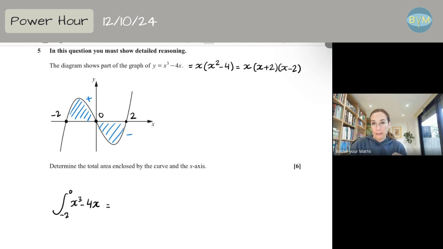Remember, to integrate, I just increase the exponent by 1, and I divide by the new exponent. So x to the power of 4 divided by 4 minus 4x squared divided by 2. I would always write the whole thing, and then if you can simplify, simplify. But if you try to simplify straight away, sometimes we make mistakes, yeah? Between minus 2 and 0. We don't need to write the constant of integration when we have a definite integral, yeah?